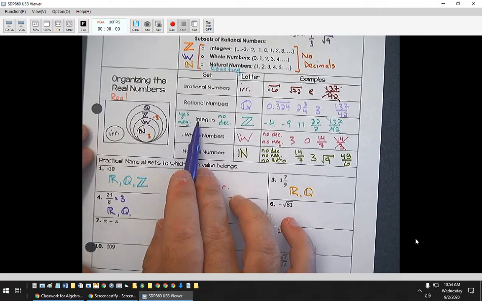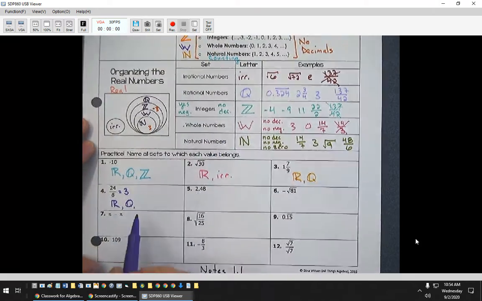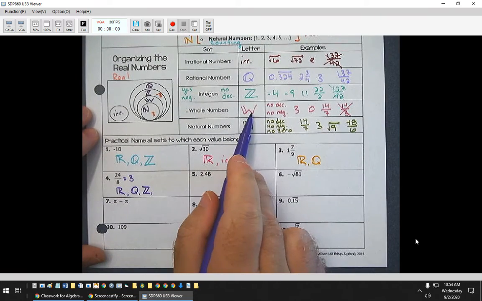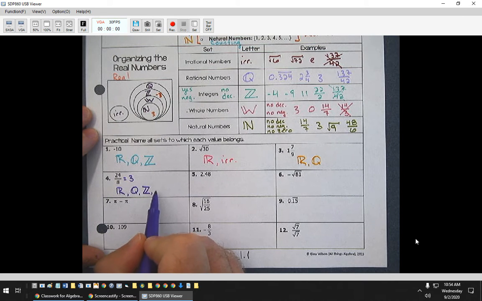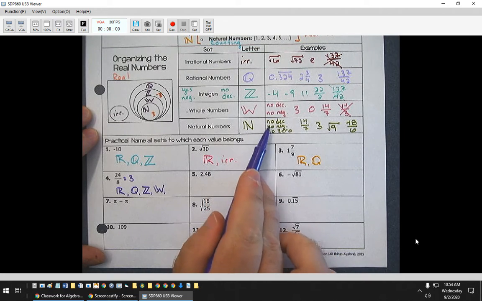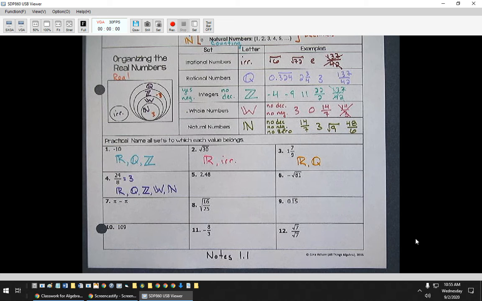Is it positive or negative? Yeah, it's positive. Are there no decimals? Yes, so that's okay. It fits into rationals and integers. No decimal, no negative, so it's a whole number. No decimal, no negative, and it's not 0. Yeah, that falls into all of them. So that's everybody. That fits everything. Pause and try the next one again.